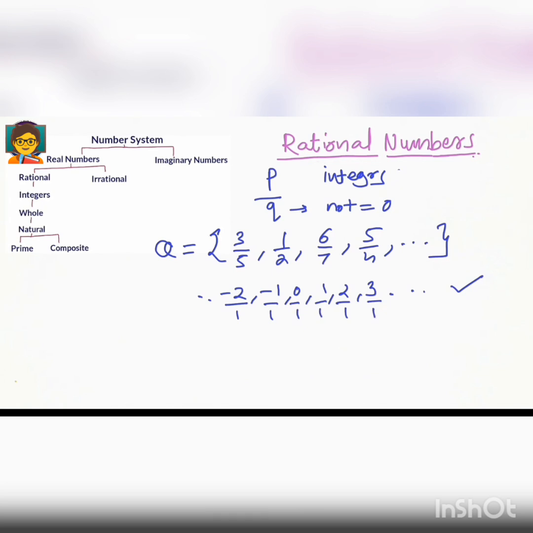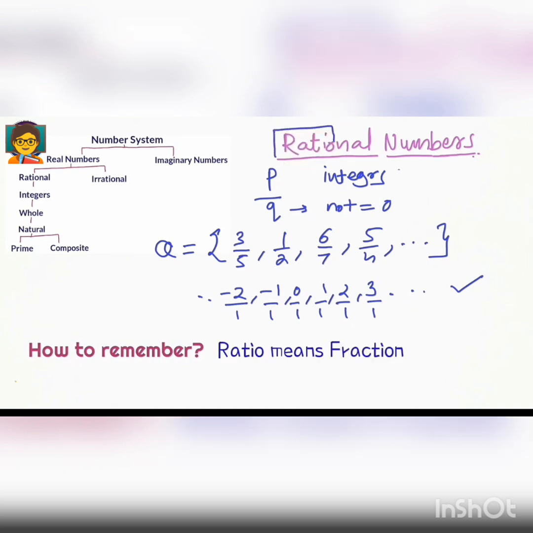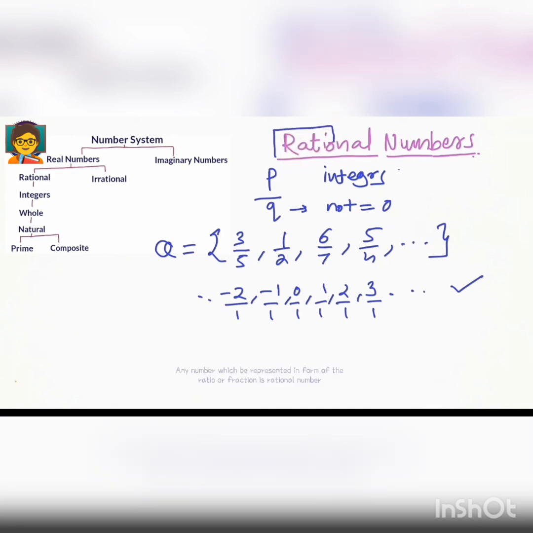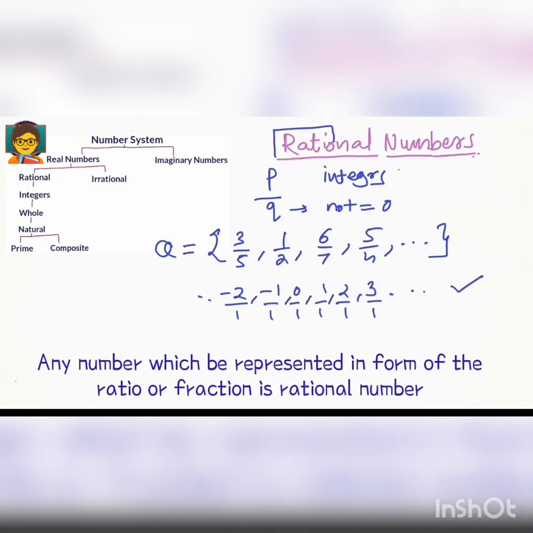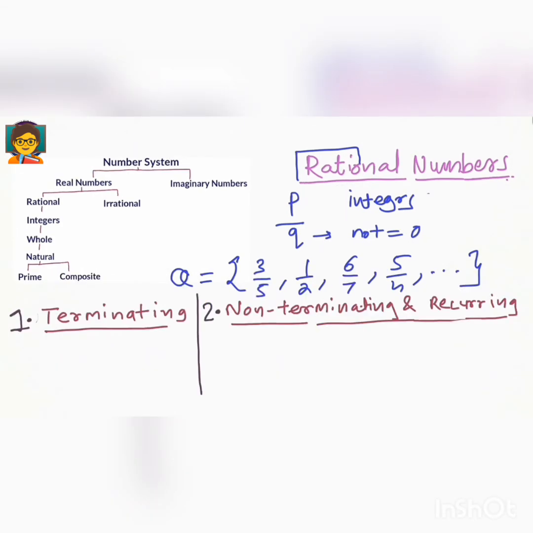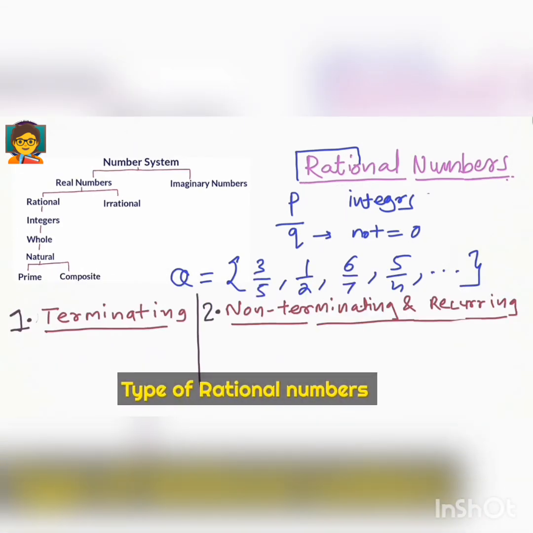Now coming to the most important part, how you are going to remember the rational numbers. Just have a look at this word rational. It has ratio in it. Ratio means fraction. So any number which can be represented in the form of a ratio or fraction is a rational number. Let's understand the types of rational numbers.